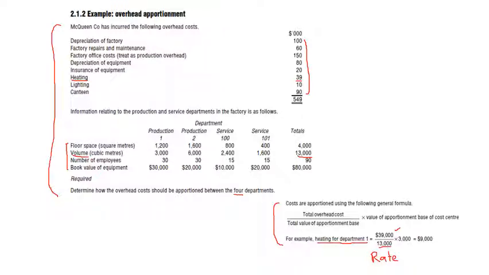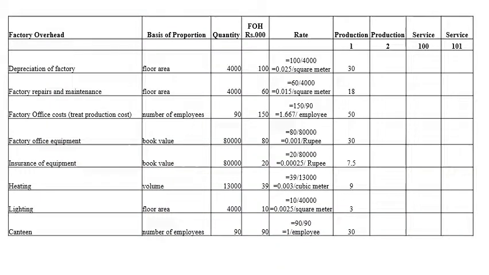then you can multiply the occupancy of volume in each department. So for example, if you look at department 1, here you have 3,000. So 39,000 divided by 13,000 will give you the rate, and you multiply it by the occupancy in each department. So it occupies 3,000, so you will multiply it by 3,000, and you will get $9,000 that would be distributed in department A. So for your convenience, I tried to explain it for department 1. The rest you will have to solve on your own.